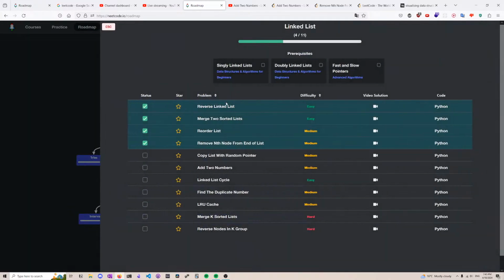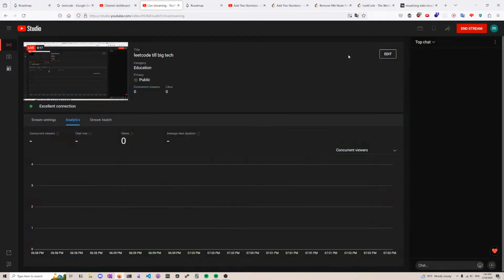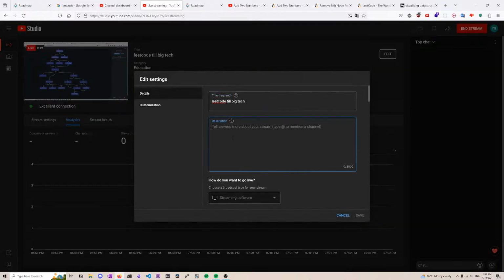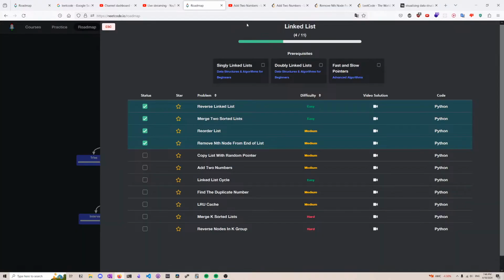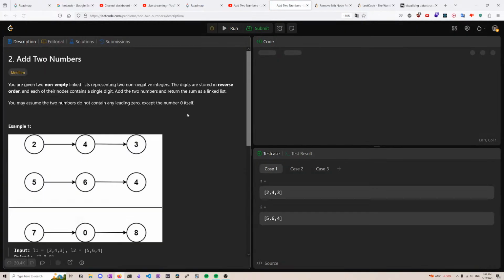Right, more linked list. Oh wait, I should... linked list. Yeah. I think I'll just... I skipped this one. Yeah, let's try this one again.